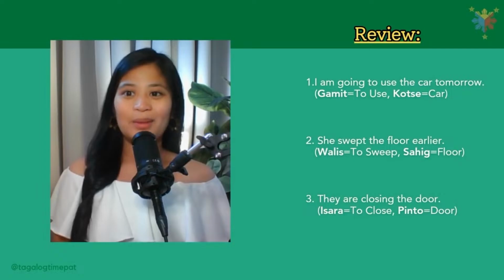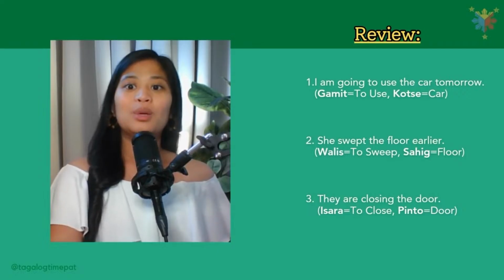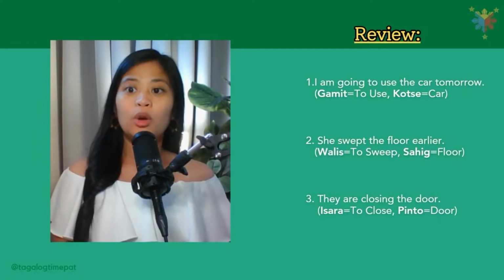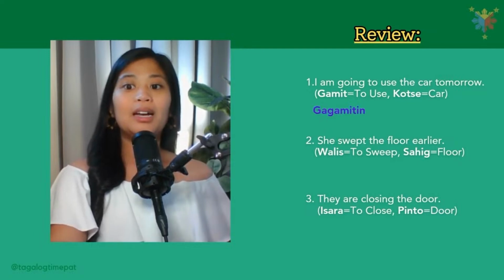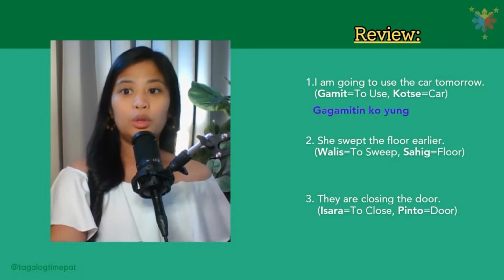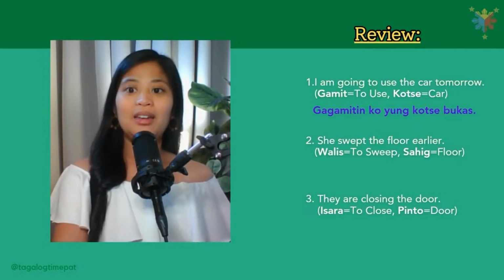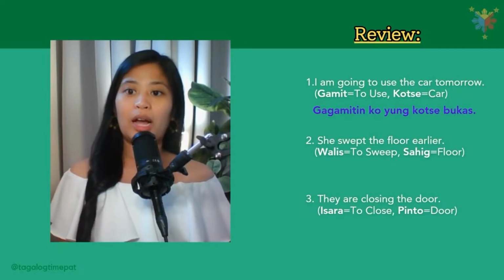So these 3 examples are a review of the past couple lessons, lessons 3 and 4. They are straight from those slides. So I am going to use the car tomorrow. Gamit means to use. Kotse means car. In Tagalog, it would be gagamitin ko yung kotse bukas. It's a future tense sentence, so it's gagamitin. And then ko is the possessive pronoun here, meaning I. So gagamitin ko yung kotse bukas.